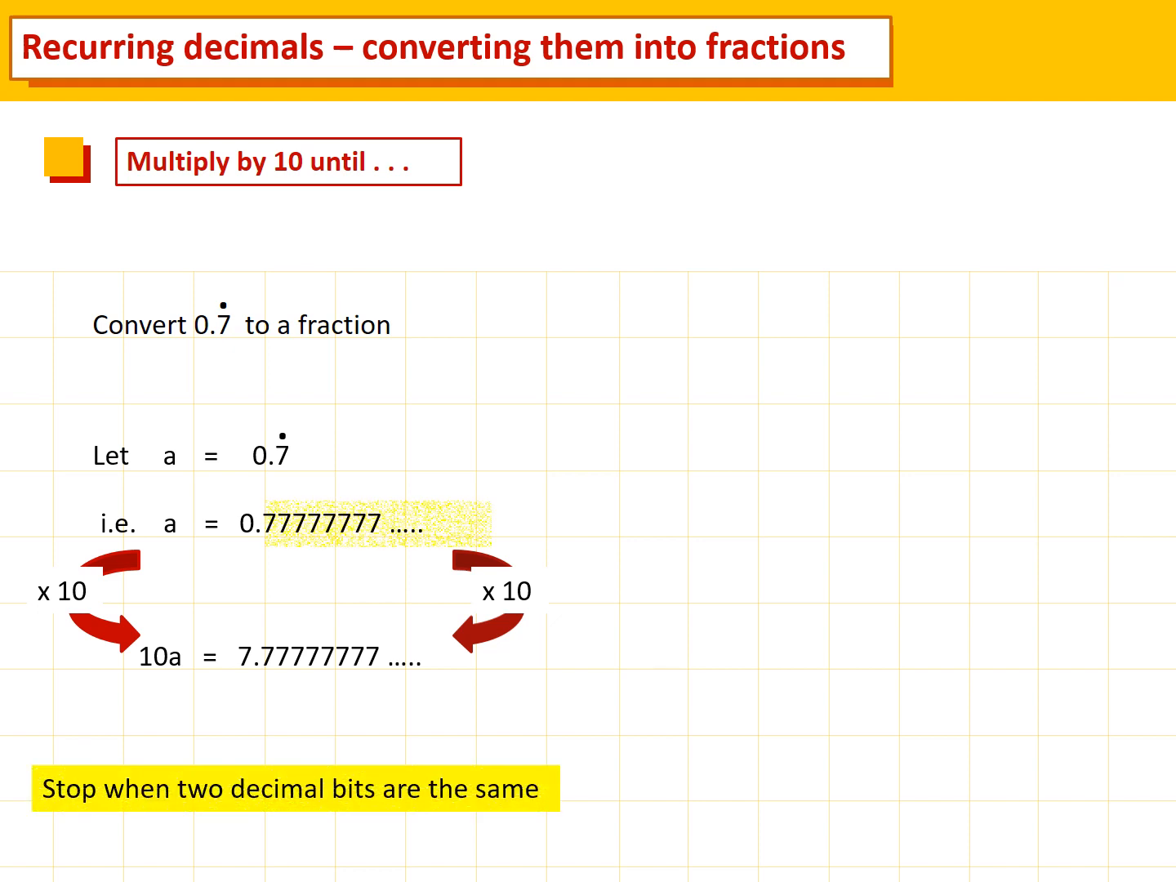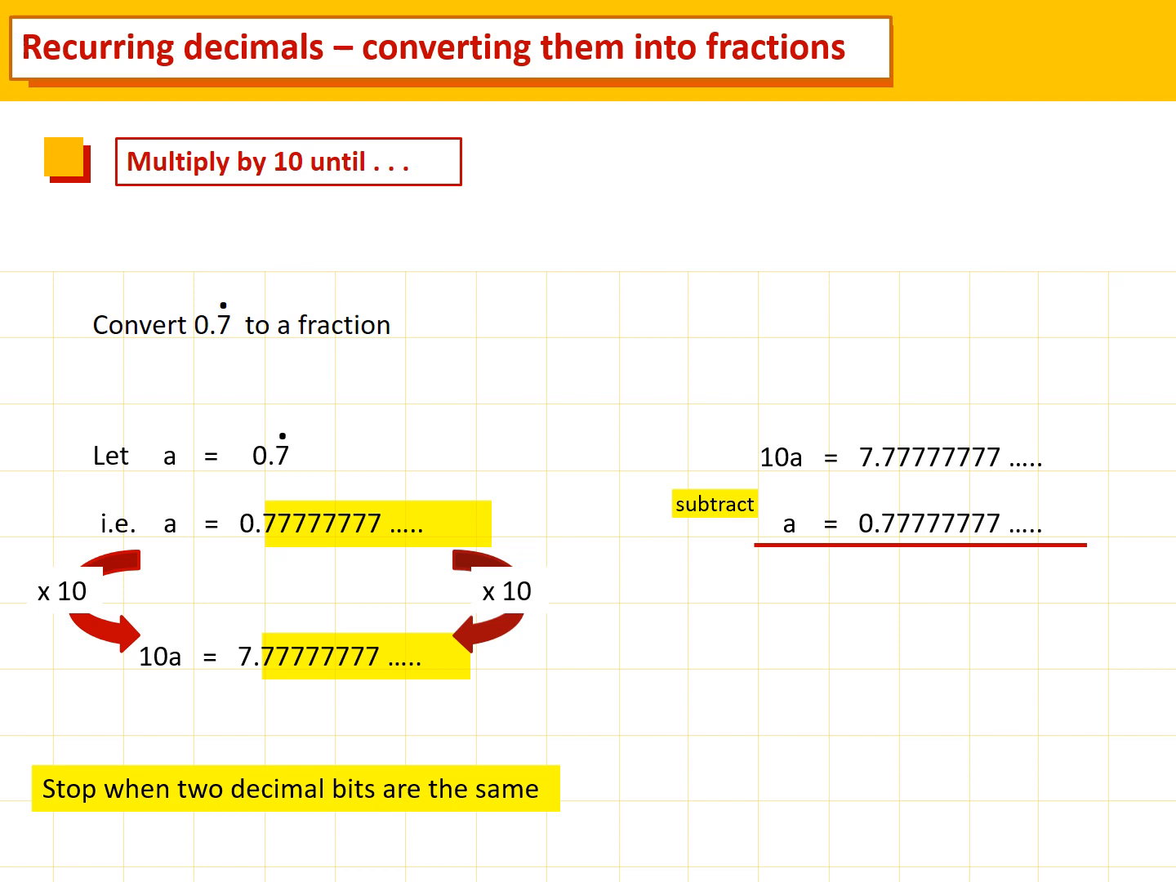I've now got two decimal parts the same. I'm going to use those two parts. So 10A subtract A, remember we take them away, and the reason we do that is because the decimal parts are going to cancel out. That string of decimals will cancel out with that string of decimals. So on the left hand side, I've got 10A subtract A, that's 9A. On the right hand side, I've got 7 subtract 0, that's just 7.